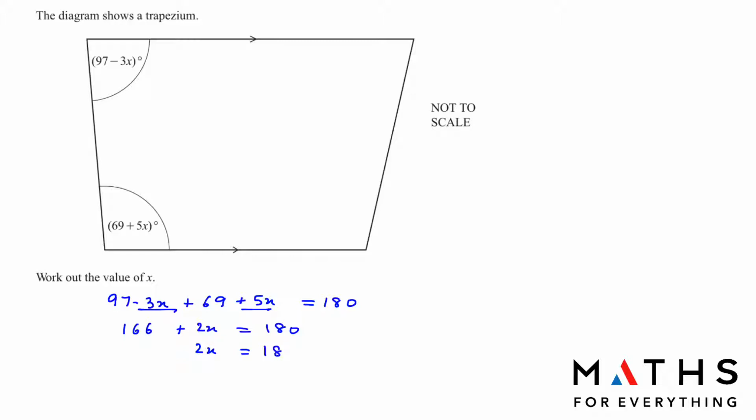Shift the 166 to the other side. It's positive, so when you move it to the other side, it will be negative. So 180 minus 166 will give you 14. 2x is equal to 14. Therefore, x is equal to 14 divided by 2, which is 7.